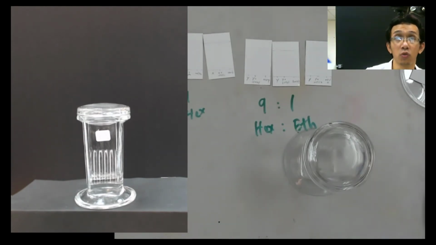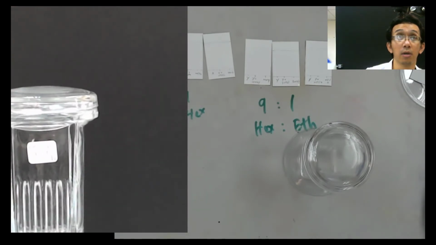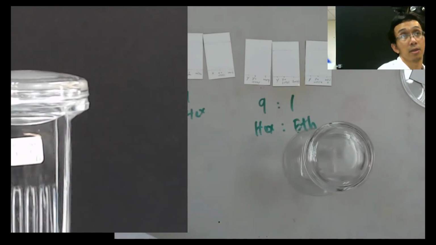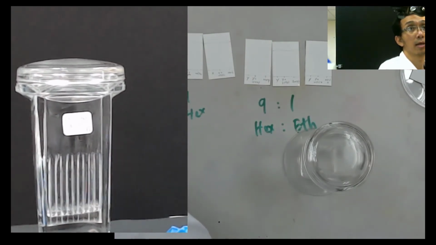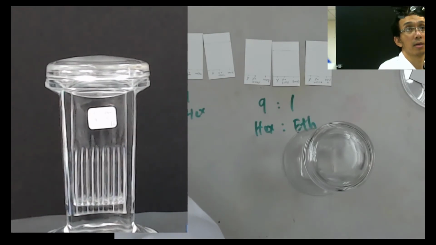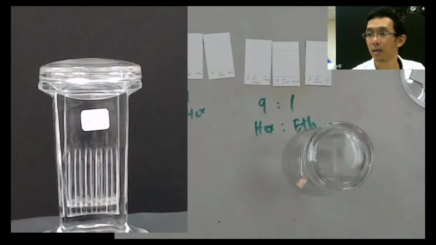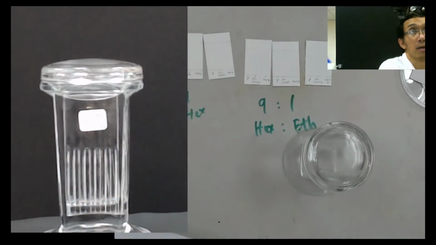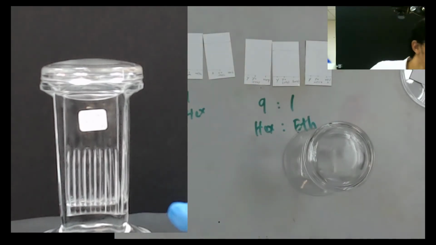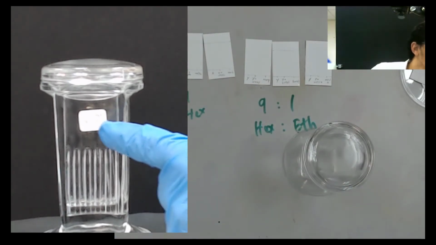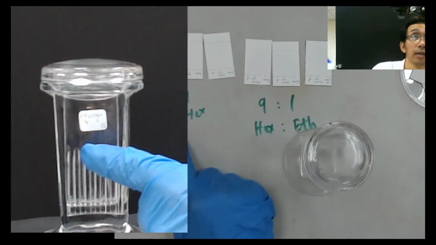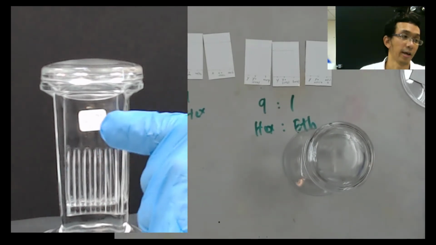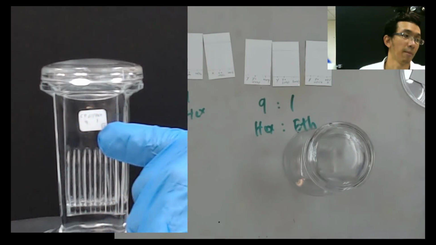So let me zoom this first. Let me adjust a little bit there, a little bit here. I hope that is clear. Okay, so now this is what we call this. You cannot see here. Anyway, it's okay. This is for the X. For the X, there are 9 parts of DCM, 1 part of hexane.